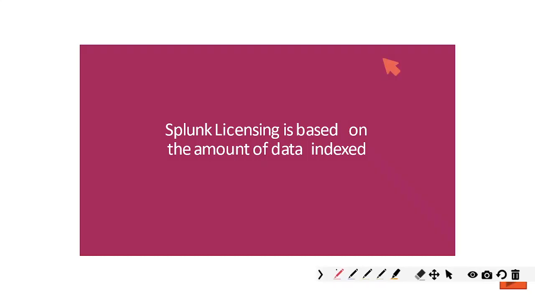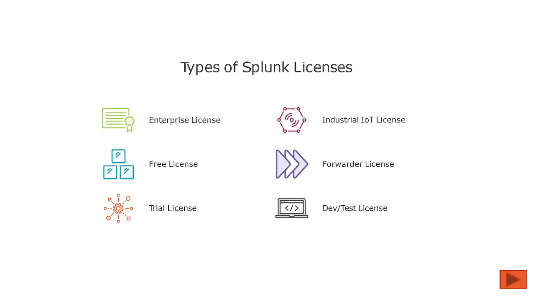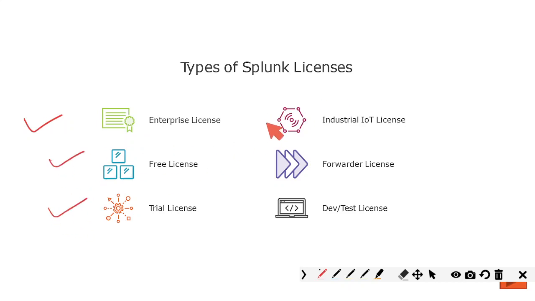As we have already discussed, the license is calculated based on the amount of data that is ingested into the Splunk platform before the parsing pipeline, right? Let's try to understand that even more. These are the types of Splunk licenses: you have the enterprise license, the free license, and the trial license. We'll discuss these licenses in a bit.